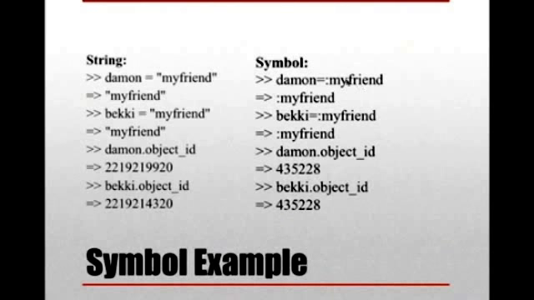Whereas if we go over to the symbol, we define my friend as a symbol using the little colon in front of the name of the symbol. If we assign Damon and Becky to the same symbol, they end up being assigned to the same object. So now we have two pointers pointing to one object instead of two.